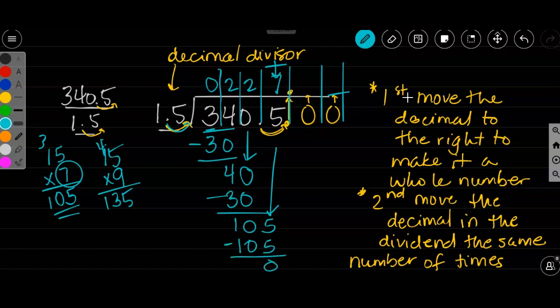We have nothing left in our remainder, and we don't need to put anything here. Our final quotient is 227. And y'all, that is absolutely correct. Okay, so let's review. What did we do?